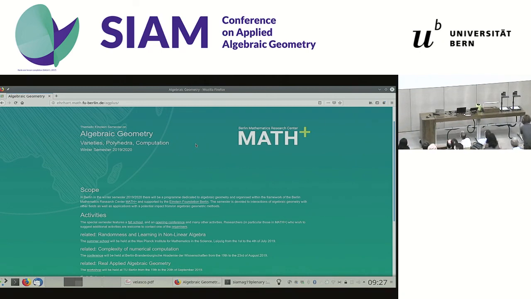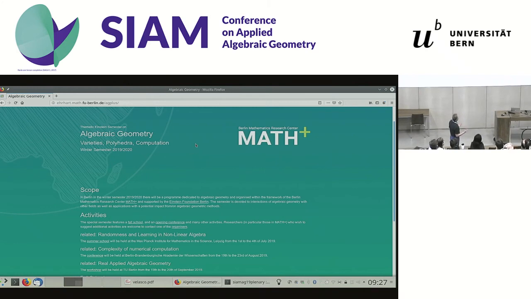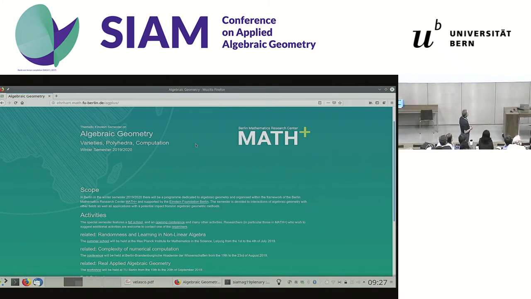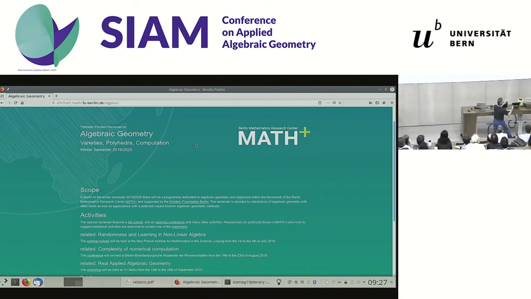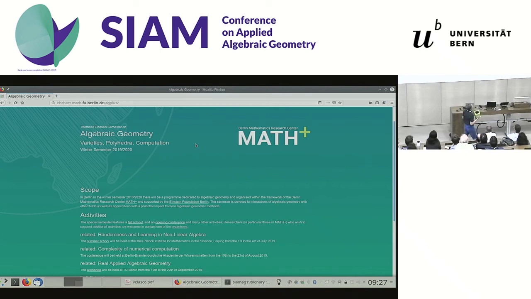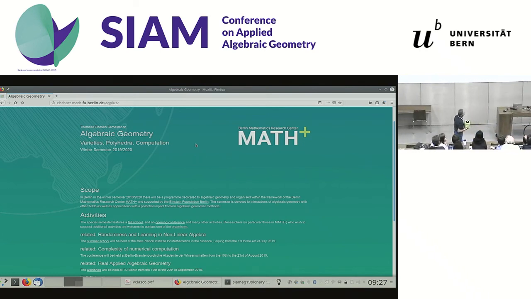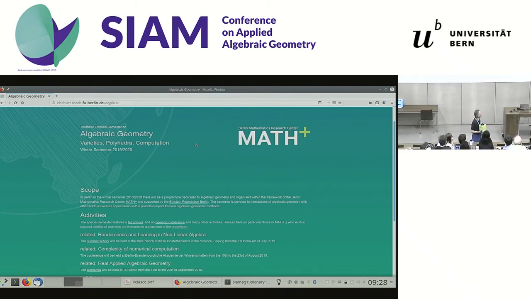So there will be a special semester in Berlin. We call it the Thematic Einstein Semester on Algebraic Geometry: Varieties, Polyhedra, and Computation. The topic of this special semester is closely related to this conference, so algebraic geometry and its applications. Maybe you know that Berlin was successful in getting a research cluster, so we get money. Now we have this research center, MATH+, so we get money from there and also from the Einstein Foundation. We have quite a number of activities.